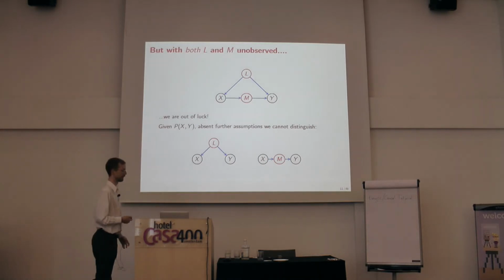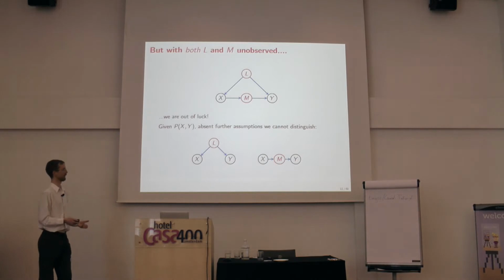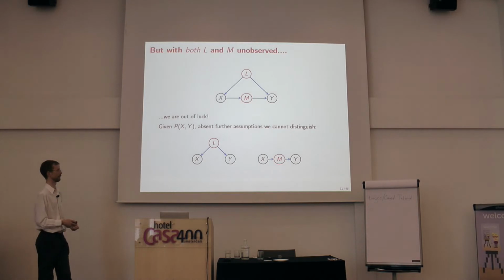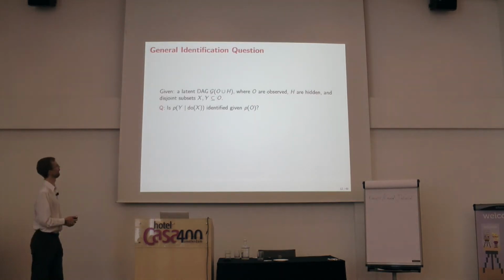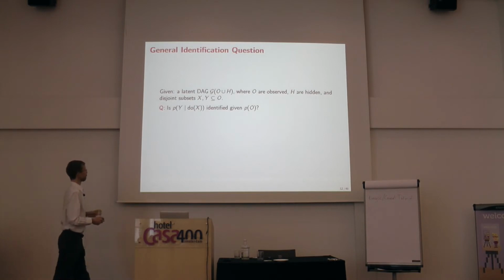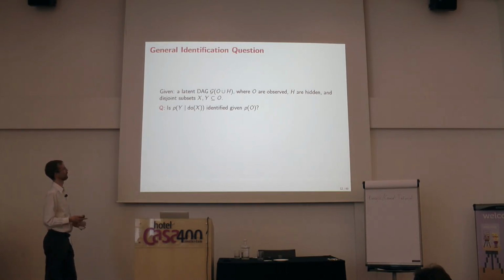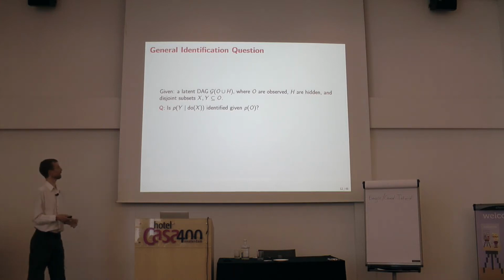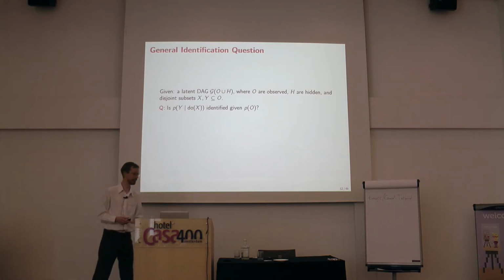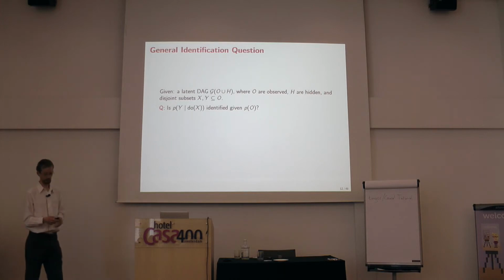So clearly, not every time we ask if something is identified in the context of a DAG with hidden variables will we be able to come up with an identifying formula. So here's the general identification question that I'm going to consider in the rest of this talk. I'm going to start off with a DAG with observed and hidden variables, and then the question we're going to ask is, if I take two subsets, X and Y, of the observed variables, is that intervention distribution identified from the distribution over the observables?